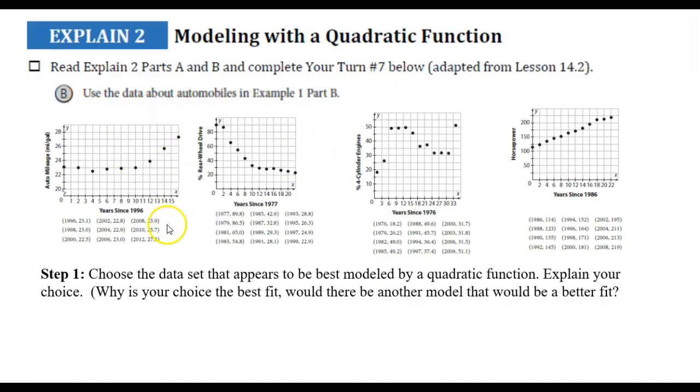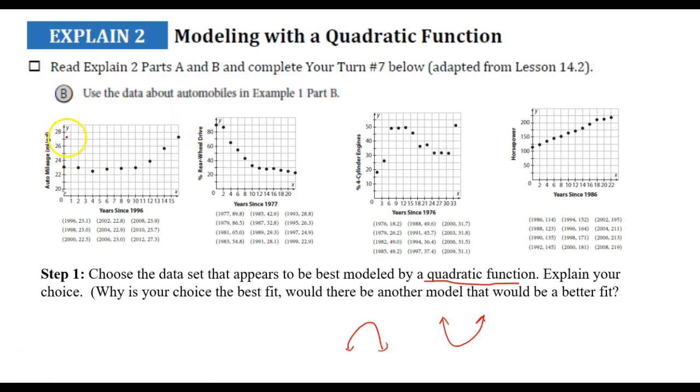So in part B, they're asking us again to find a quadratic function. This time we're using some of the automobile data. So take some time right now and try and figure out which of these data sets would be most close to a quadratic function. Remember, a quadratic function can be a parabola opening upward or downward. So take some time to work that out and see what you would decide.